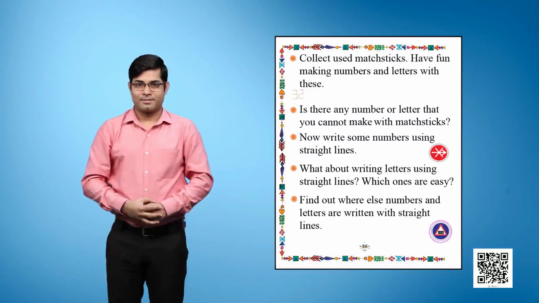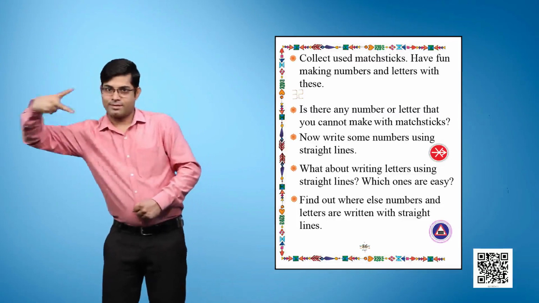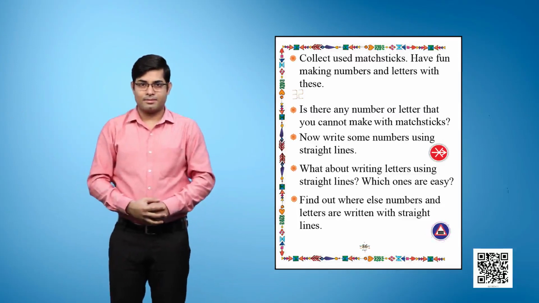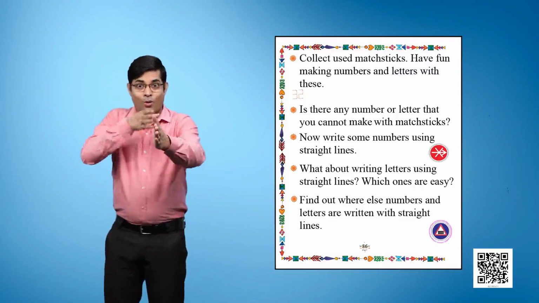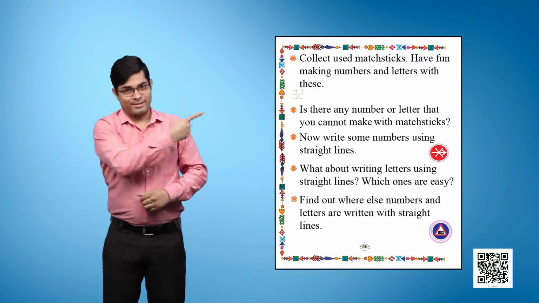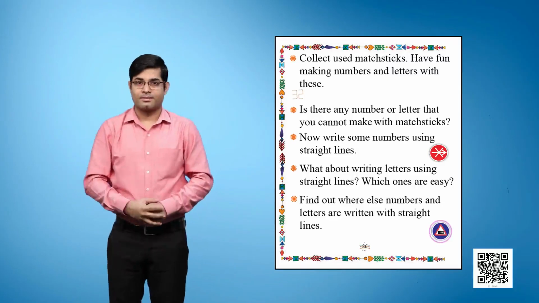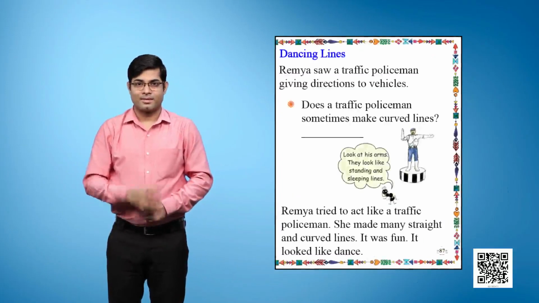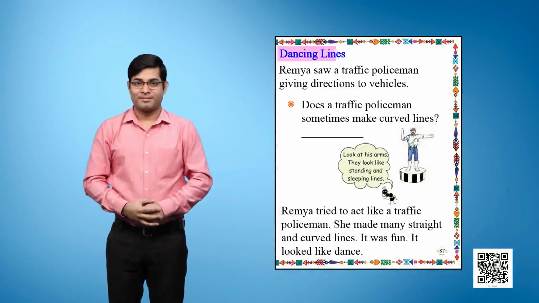Inside the triangle, there are 5 tiny standing lines and 2 sleeping lines crossed at the top and bottom. This is a sign of railway crossing. Page 87. Dancing lines.